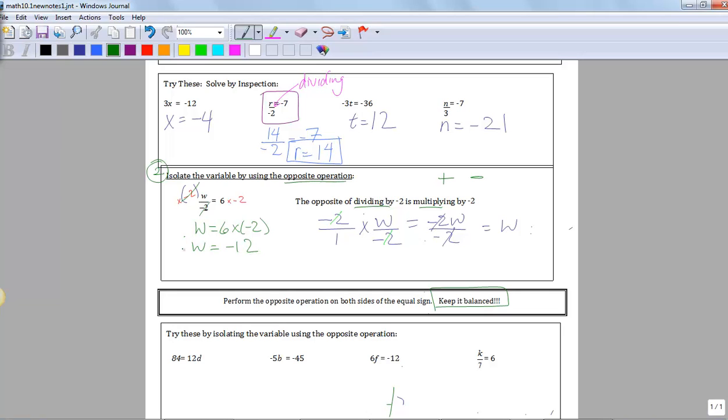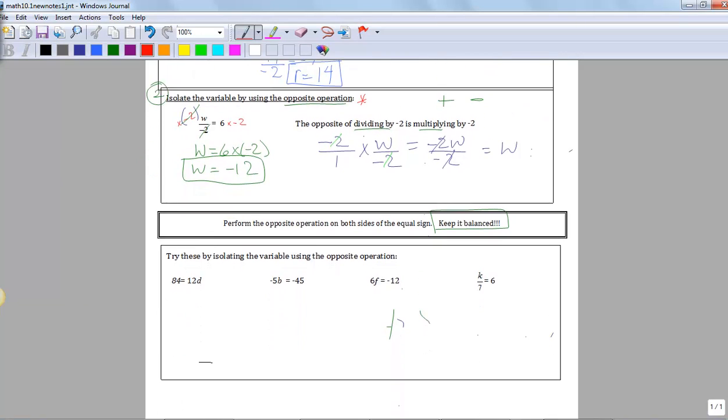Okay? Now, a lot of you can probably solve this question by inspection. Just be able to say, hey, something divided by negative 2 is 6, that something's negative 12. Now, later on, using this opposite operation will be your only option. So it's really important to get into good practice and good habits now. So please try using the opposite operation method for the following questions below.